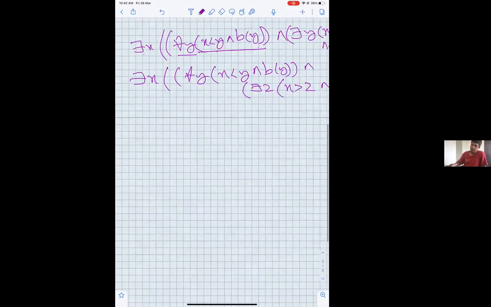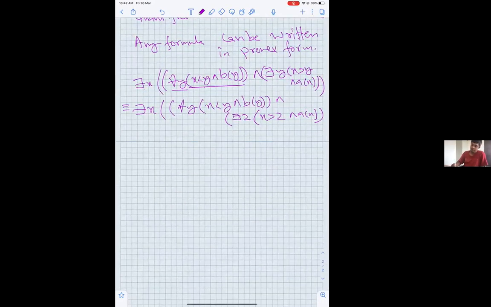And then this one I will rewrite, so this is all equivalent. This one I will rewrite to be there exists x, then I can pull out this y, and then I can pull out this z, and this will be x less than y and b of y and x greater than z and a of x. Yeah, we can do it this way.